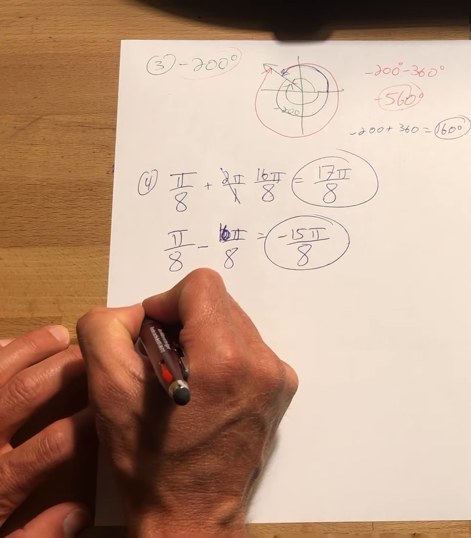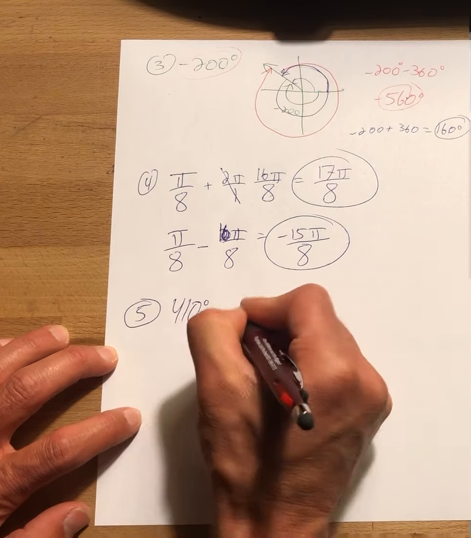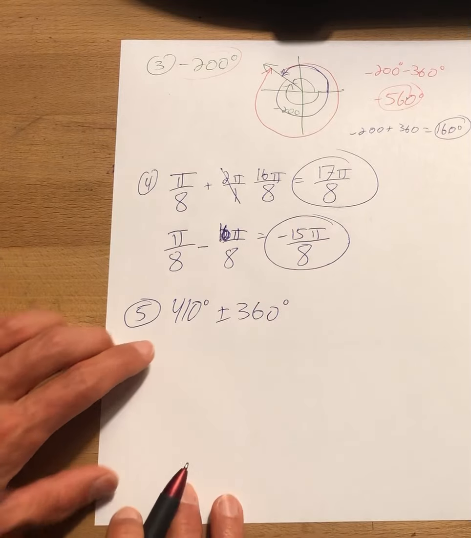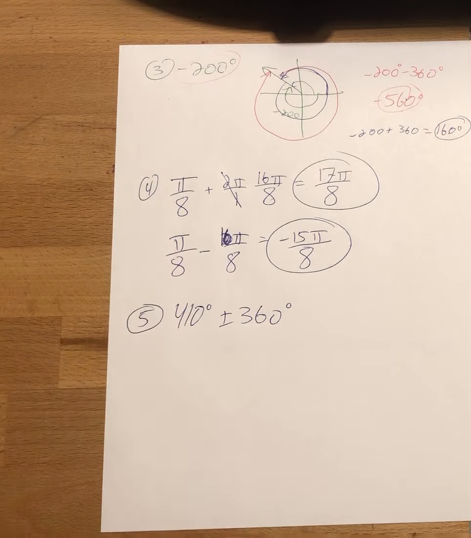And then lastly, number 5. 410 degrees plus and minus 360. You guys get the example. Now add 360 to this, subtract 360. Those are your two coterminal angles.